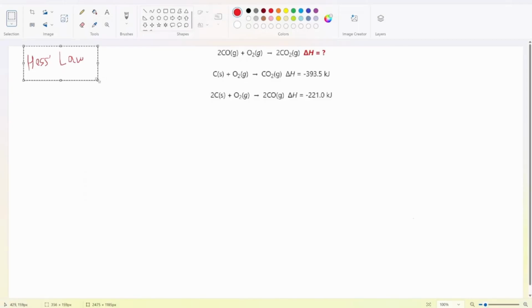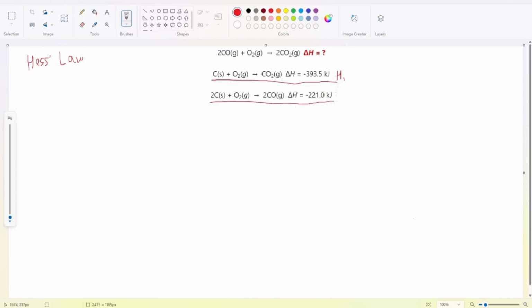Hess's law, right? So for Hess's law, you need to find the HR. So this is the H1. These are all just H's, right? And from these equations, you need to find the H1 from that one and the H2 from this one. And you put those two together to find the HR. In this situation, we have an easy question.